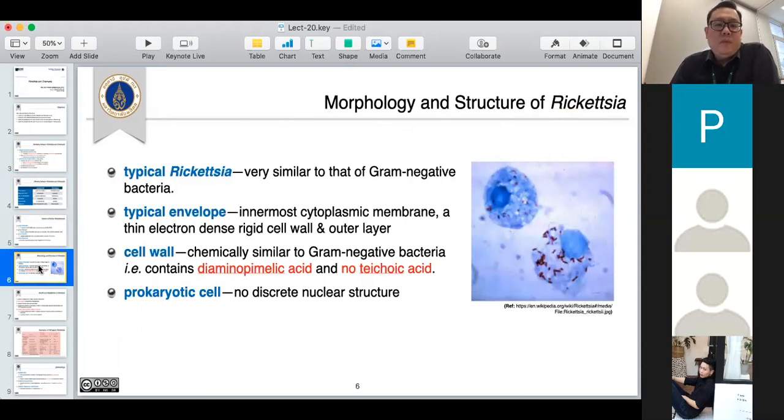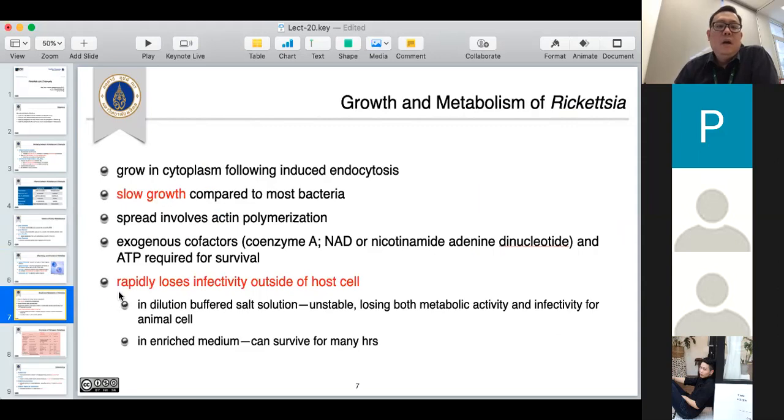The genus Rickettsia is typically a gram-negative bacillus, okay? But the cell's physiology is quite different from other gram-negative bacteria, though they possess a cell wall quite similar to gram-negative bacteria. They have no teichoic acid. Still remember, teichoic acid is the marker of gram-positive bacteria. But they contain diaminopimelic acid in the cell wall of Rickettsia. That's not found in other gram-negative bacteria, okay? They grow slowly compared to other bacteria, okay? They grow in the cytoplasm, okay? That's the main thing.